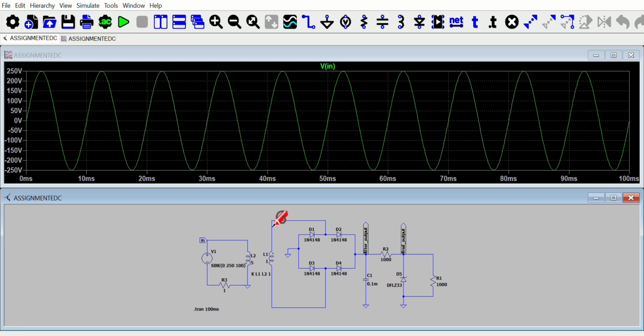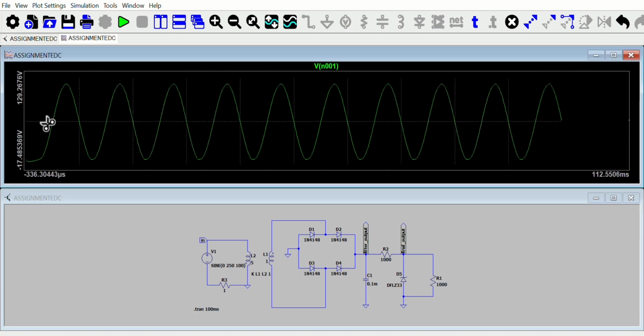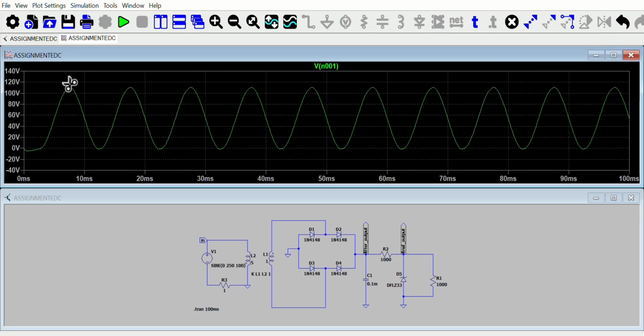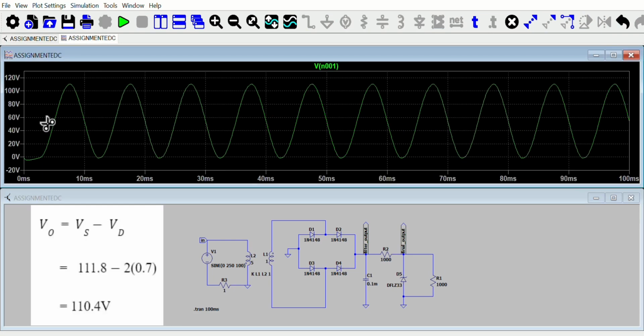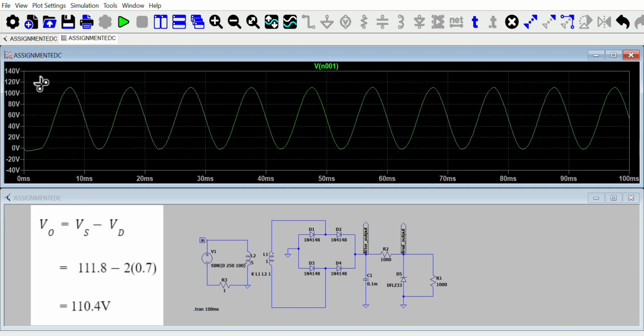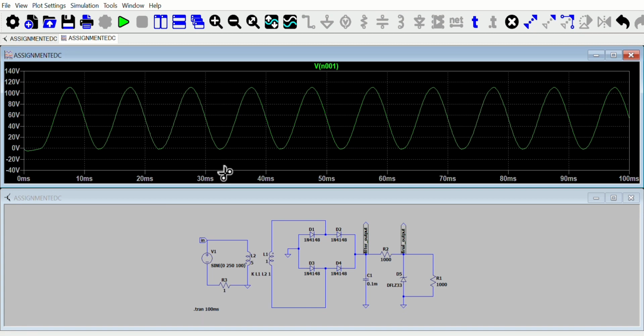Then, for the blue waveform, the voltage sequence can be seen with the voltage of 111.8 volt after going through the transformer. Then, from the secondary voltage Vs, it will go through the rectifier, that is through a diode regulator, and produce a pulsating DC with a peak voltage of 110.4 volt. The secondary voltage will be subtracted by 2 times the diode voltage to obtain the peak voltage of the pulsating DC.